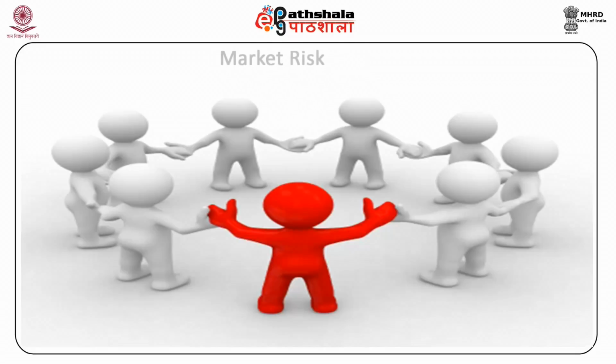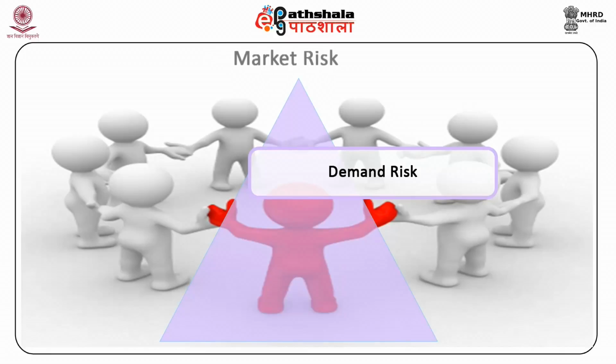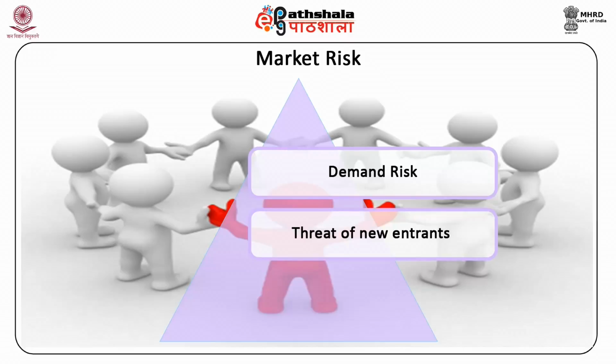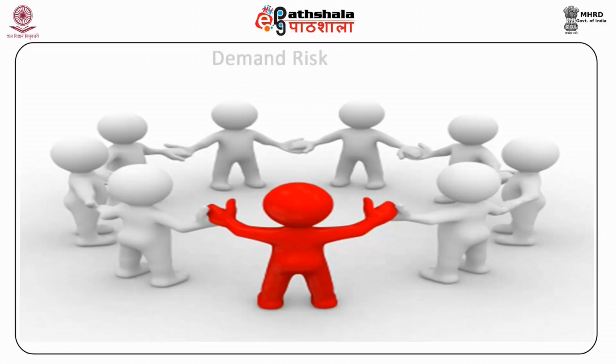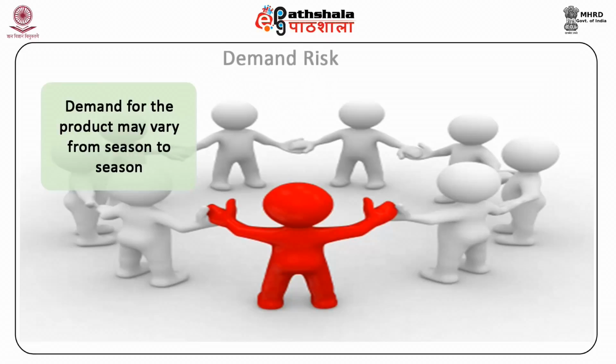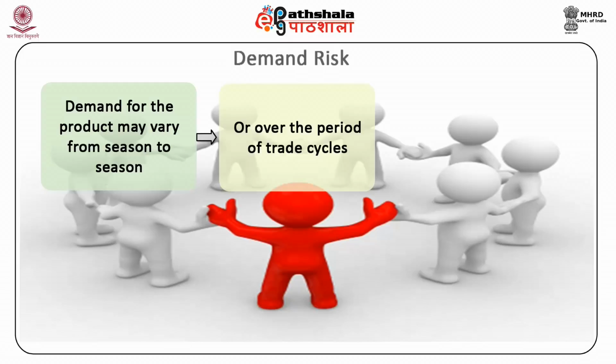Market risk. There is always a demand risk. The response of the market to the product is always a matter of risk. In particular, if a new product is launched, how the market will respond to it can never be predicted. The different types of market risk are demand risk, threat of new entrants, and threat of substitute product. First risk is demand risk. The demand for the product may vary from season to season or over the period of trade cycles.